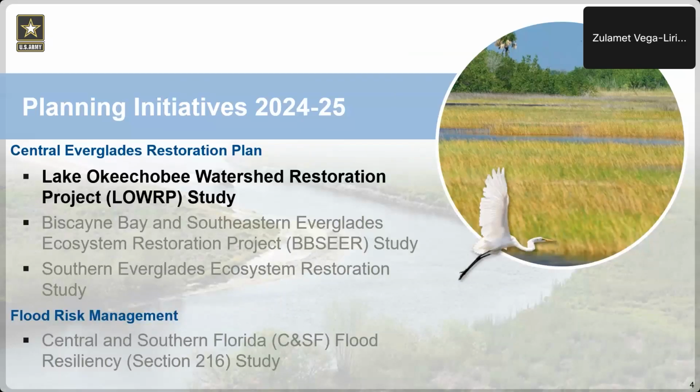So now that you have a little bit of overview of the planning process, let's go into the projects. First, let's start with the Lake Okeechobee Watershed Restoration Project, also known as LOWP.